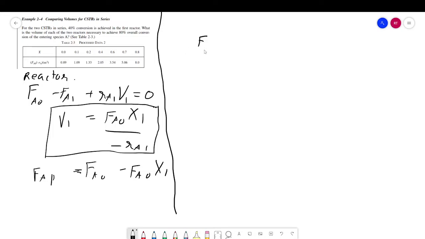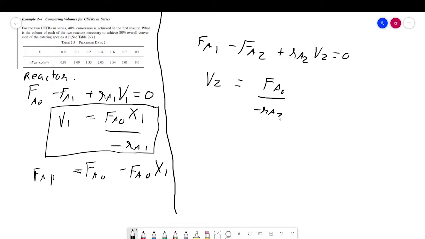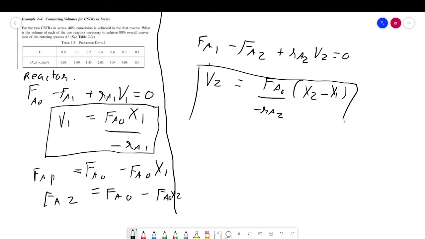Similarly, you can write the next step as FA1 minus FA2 plus RA2 V2 is equal to 0, and then using the same approach you get V2 is equal to FA0 (X2 minus X1) divided by minus RA2. Here FA1 is as above, and FA2 would be FA0 minus FA0 times X2. Using this you can solve and get the volume for V2.